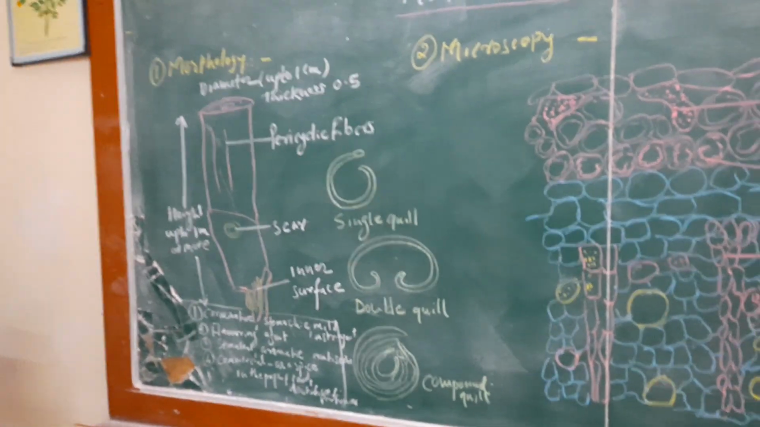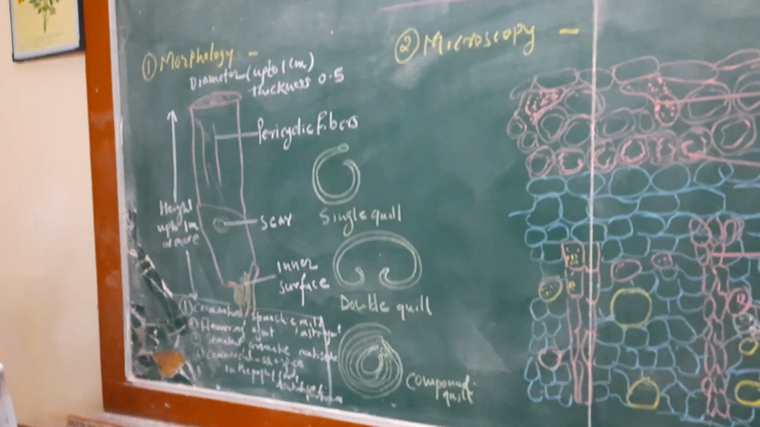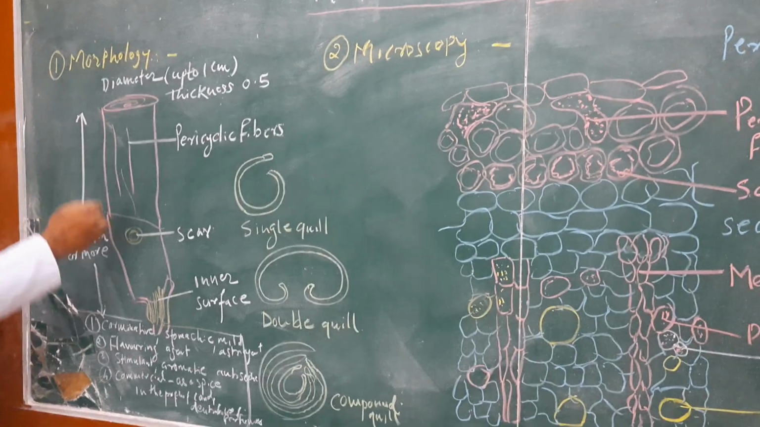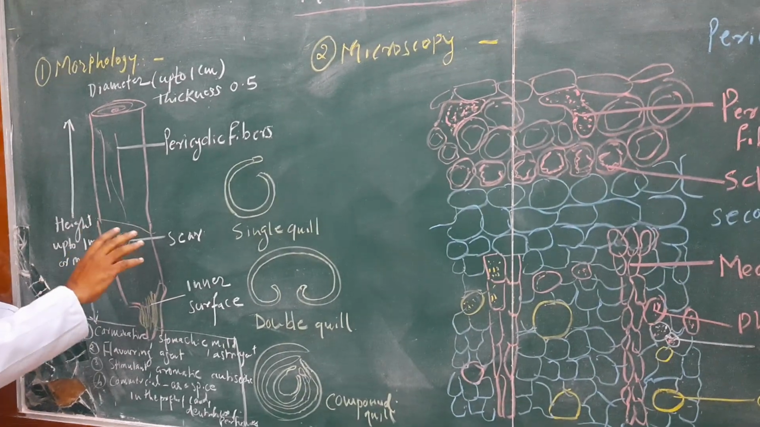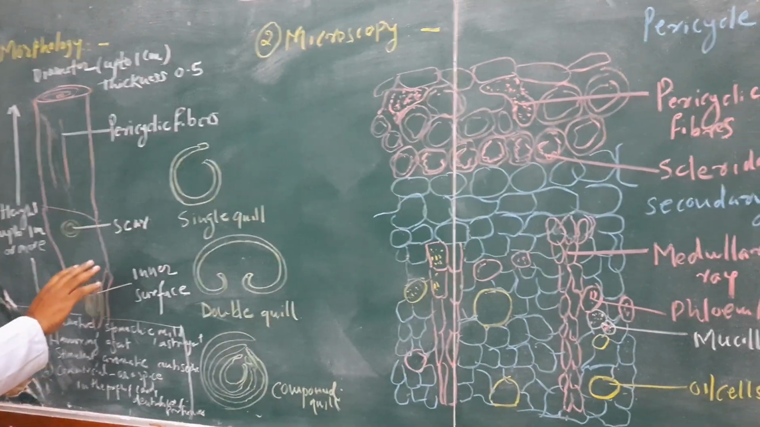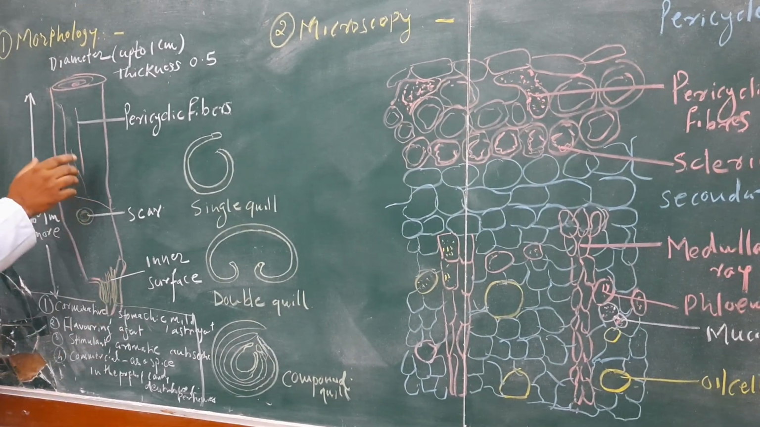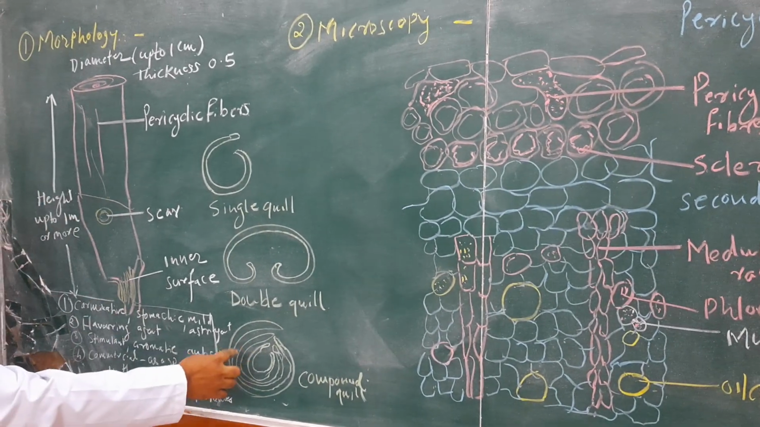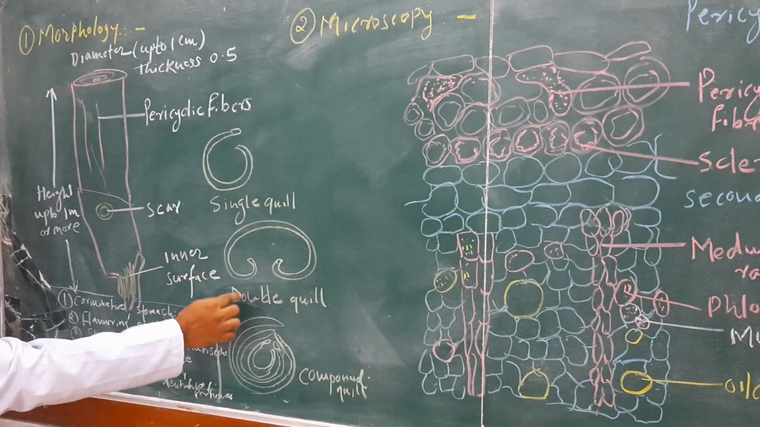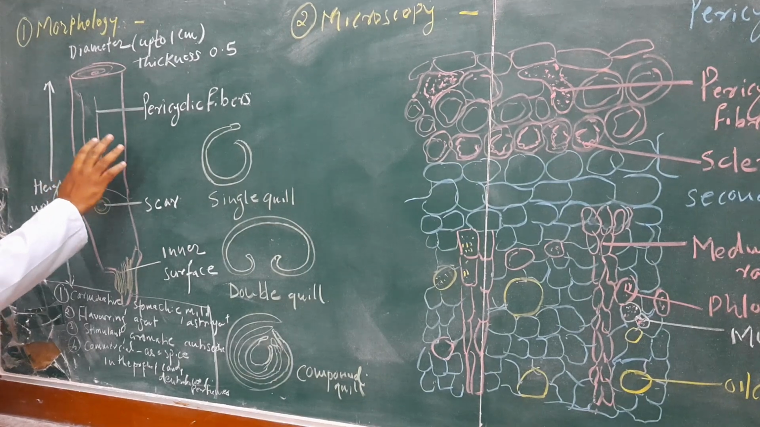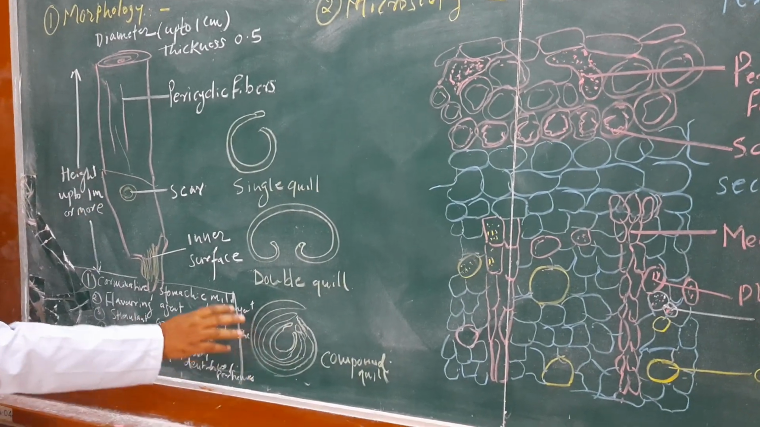Morphological characters: regarding the color of this plant bark, the outer surface is yellowish brown, while the inner surface is dark yellowish brown. Odor is fragrant. Shape is found in the form of compound quills. This is a single quill, double quill and compound quill. This cinnamon bark is available in the compound quill.